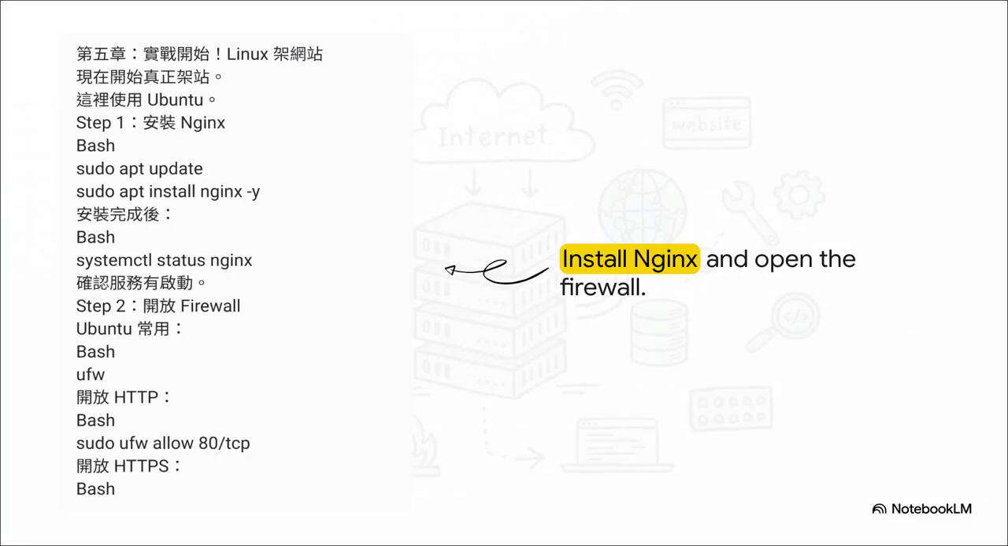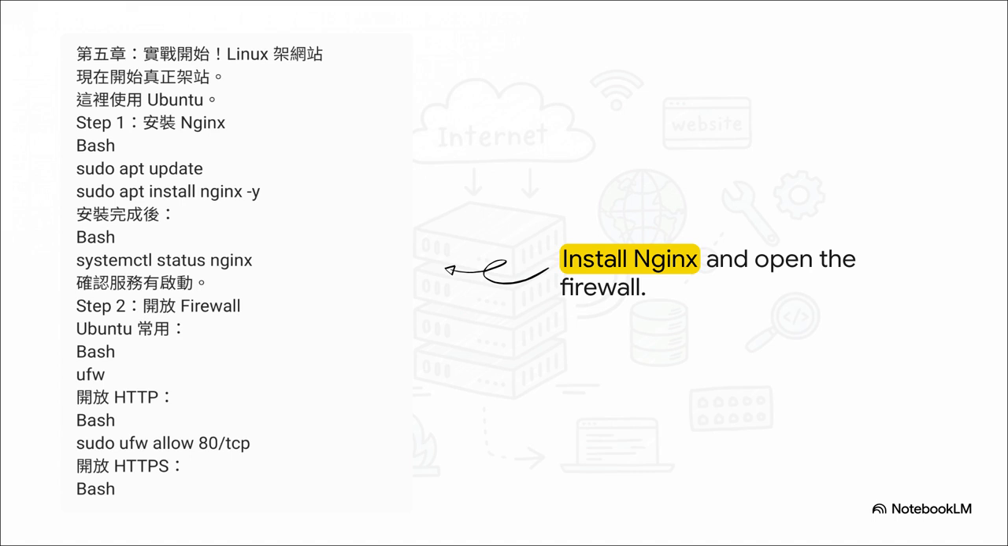Now, theory is great, but getting your hands dirty is where the real aha moments happen. Let's shift gears from concepts to the actual practical empowerment of building an Ubuntu Linux server right now. Imagine you've got a fresh Ubuntu server sitting there. The commands are surprisingly straightforward. First, you just update your system and install Nginx by running sudo apt install nginx. Once that's installed, you check the systemctl status just to make sure it's running.